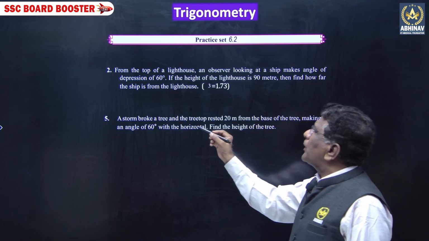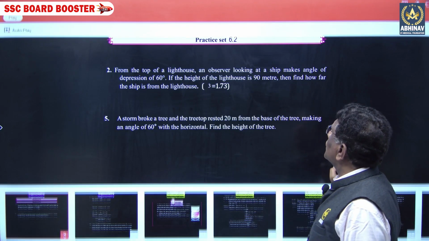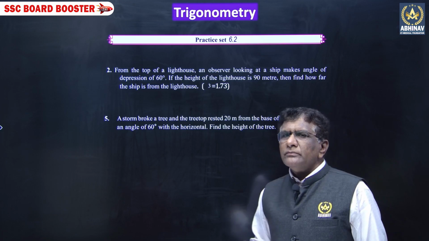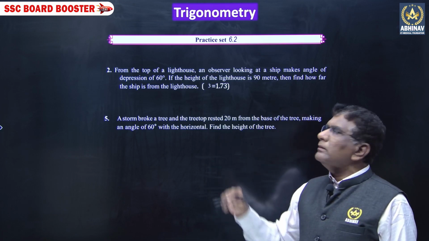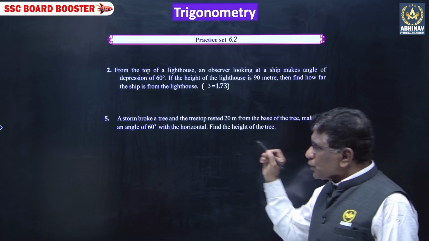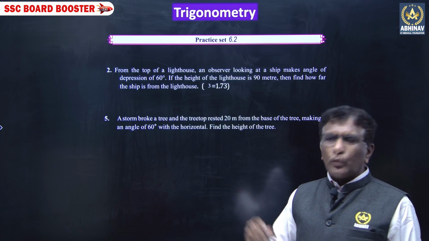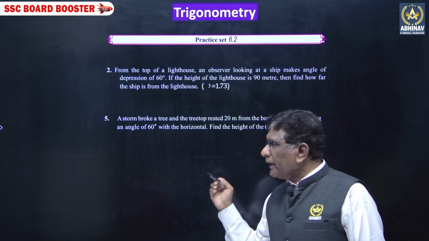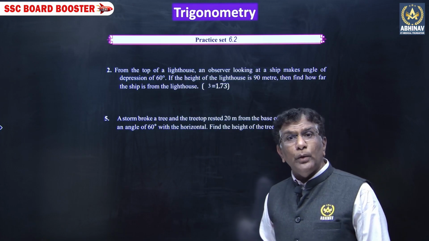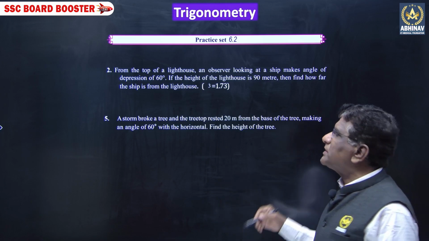Next, one storm broke a tree, and the tree top rested about 20 meter from the base of the tree, making an angle of 60 degree. So this is also one of the examples given in the textbook. So make practice of this one. Students, like this, one solved example is given in the textbook, and you can go through that example and try to solve this 5th example. This may also help you get an idea about the word problems of trigonometry.